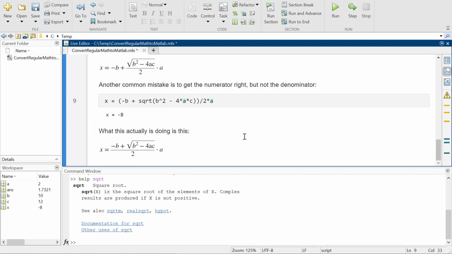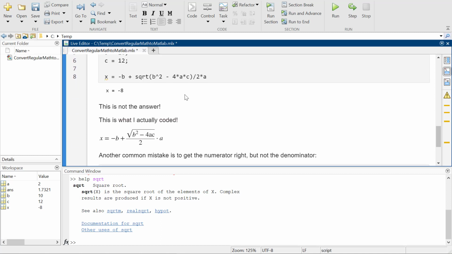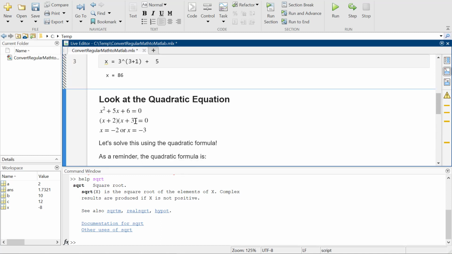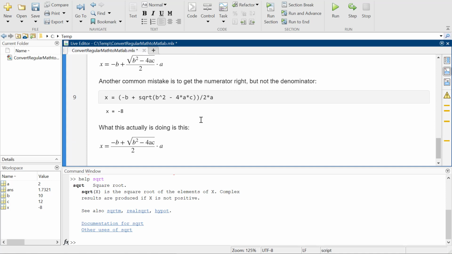And now I'm getting 8. I should definitely not be getting 8. I should still be getting the correct answers. So if I had 2, 10, and 12, I should be able to factor out a 2 and still get negative 2 and 3. Here I'm not.